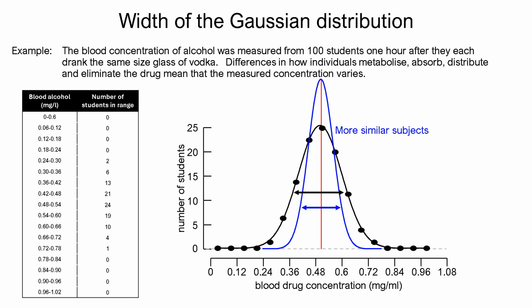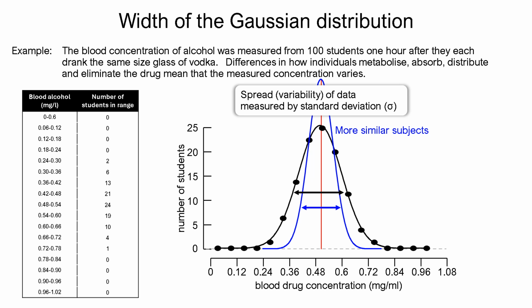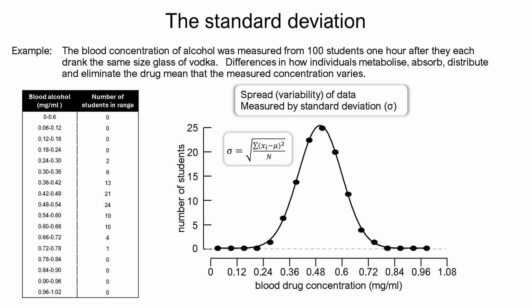In biological experiments, it is important to know how spread out the data are. The measure that tells us this is the standard deviation, usually indicated by the Greek symbol sigma. It's calculated using this formula. The standard deviation can easily be obtained using statistical software packages and Excel spreadsheets. However, it is important to understand what it measures, so I will talk you through the equation.